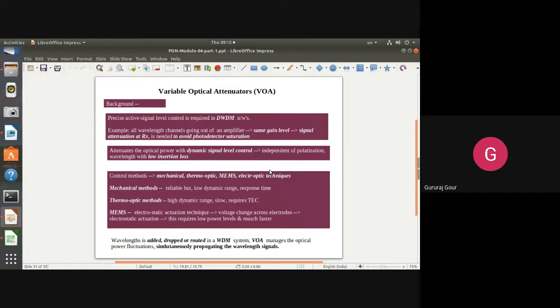Next one, we got the variable optical attenuator. Just now we have mentioned it there. So variable optical attenuator means we have to vary the attenuation as per the requirement or the gain requirement. As such, precise active signal level control is required in DWDM networks.